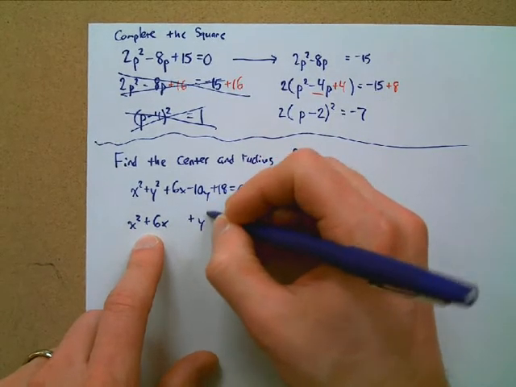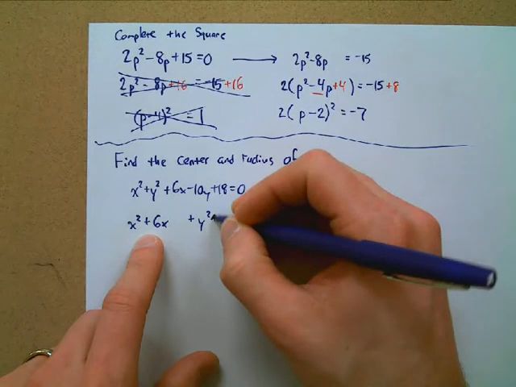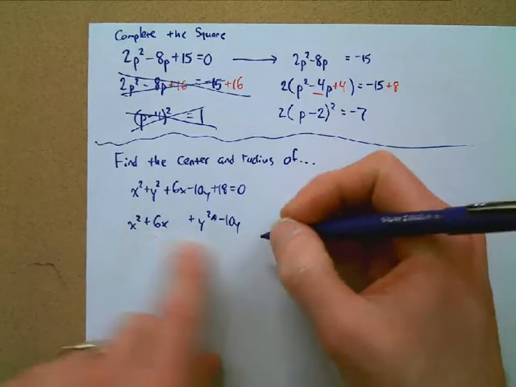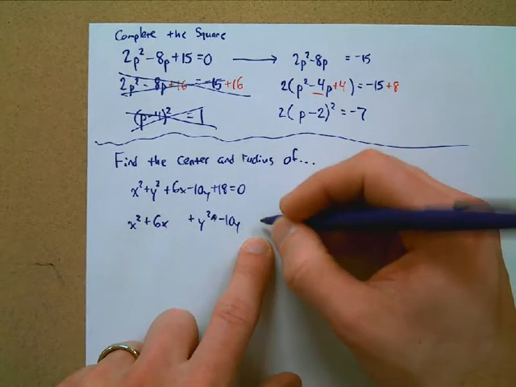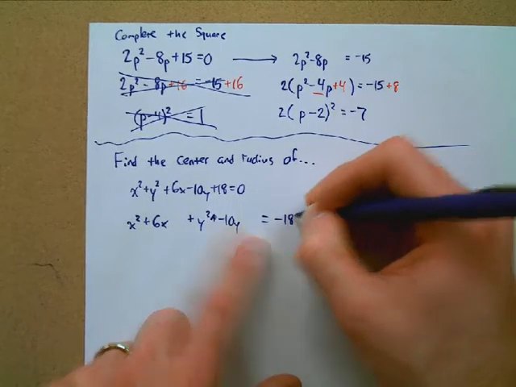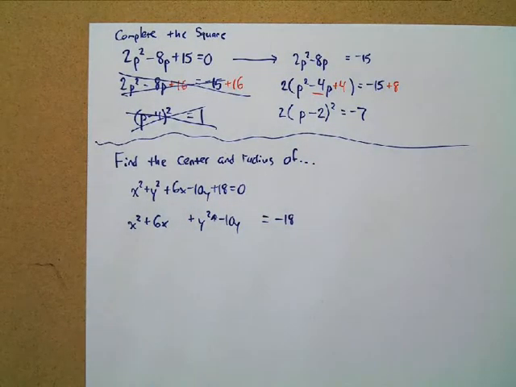So again, we rearrange the terms, put together the same variable terms, x squared and x, y squared and y. And now we're just going to complete the square for both of these situations. For the 6x, half that is 3, squared is 9, so plus 9. And we'll make sure we add the 9 over to that side too. And then for the y squared minus 10y, half of negative 10 is negative 5, squared is 25, so we add 25.